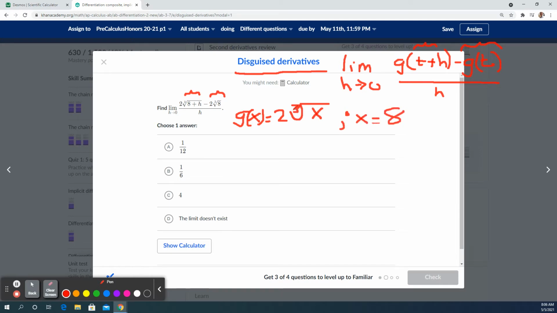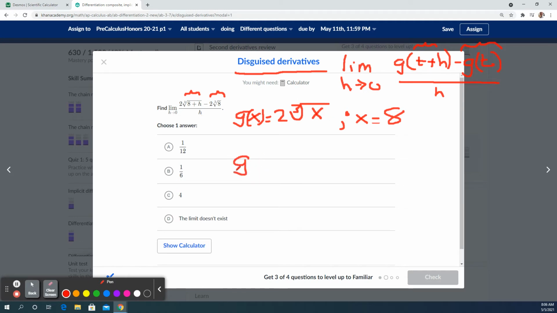So basically, if we fit this into the definition again, that'd be 2 cube root of 8 plus h, minus this thing right here with 8 plugged in, all over h on the bottom. So we have our g function, we have where it's getting evaluated at, and we want the derivative. We're kind of stuck here doing it this way. We'd have 0 on the top and on the bottom. That means we would have to use different techniques. So this is the technique that they want us to use.